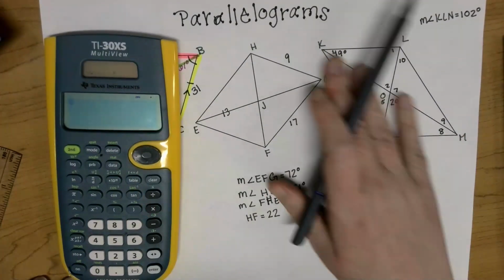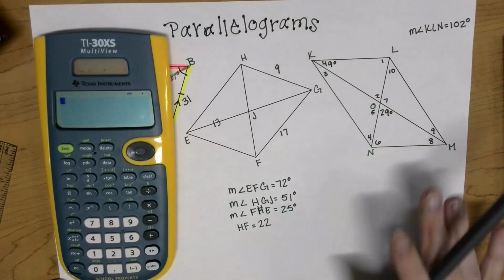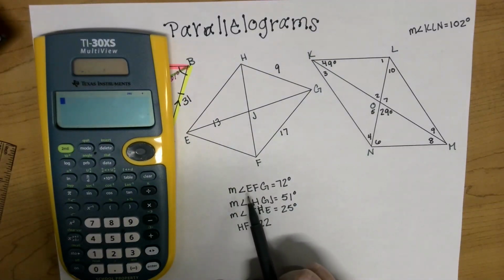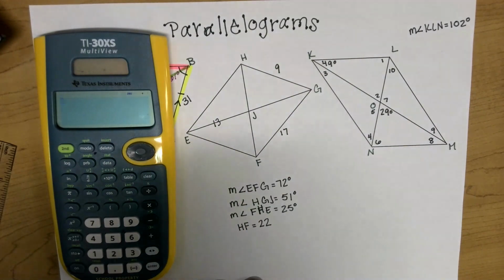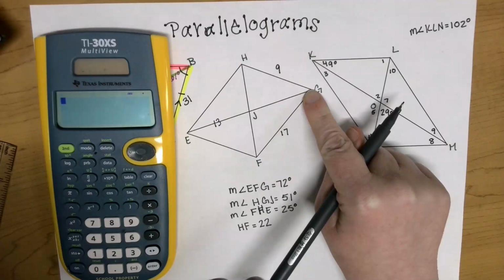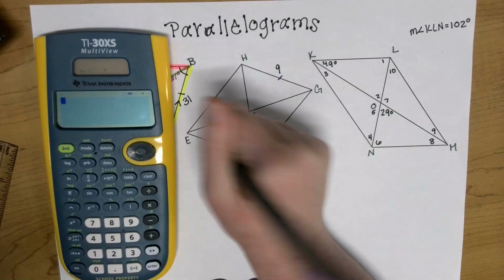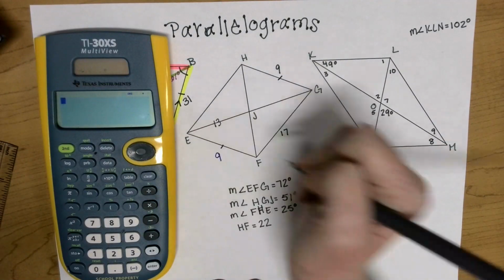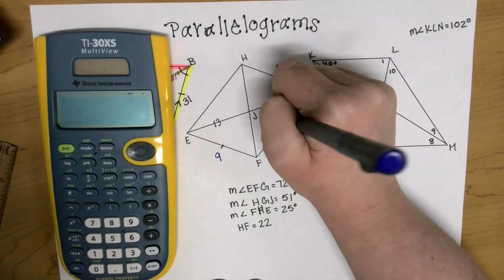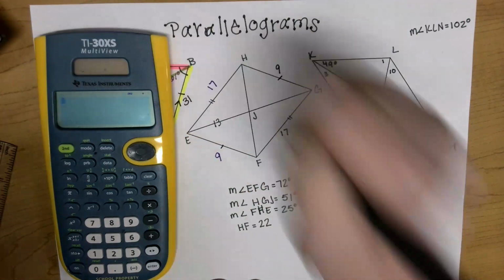We're going to do some math here. I have some angle naming practice as well. So we're going to start with, actually, we have some missing sides too. So let's handle these sides first. So we have HG is 9. This is going to be congruent to its opposite side. So this is 9 as well. FG is 17. So EH is going to be 17 as well.